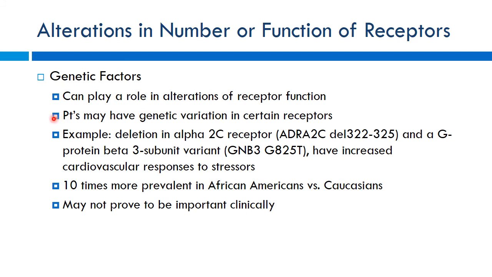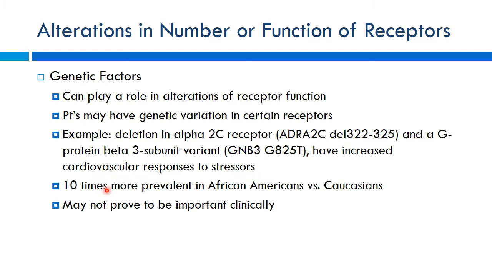Okay, so looking at genetic factors, we mentioned some of these already, but for example, changing the actual receptor function. There's not a good number of clinical examples of where this can play a role, but for example, if you're looking at something like deletion of these alpha-2C receptors, some patients have a deletion here where they may actually have increased response cardiovascularly to certain stressors. They may be more likely to get some of these effects from there.